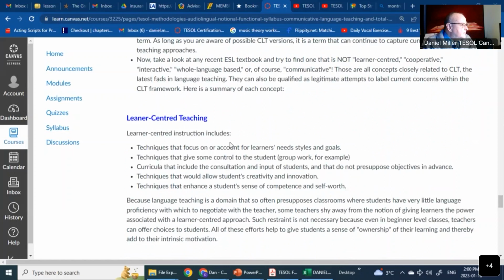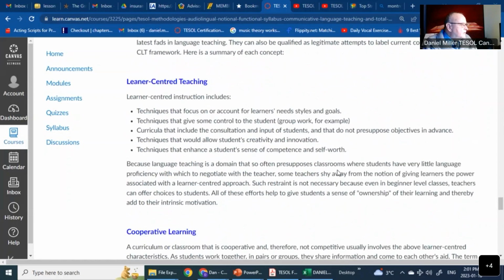Learner-centered teaching. Techniques that focus on or account for learners' needs, styles, and goals. Techniques that give some control to the student, group work, for example. Curricula that include the consultation and input of students and that do not presuppose objectives in advance. Techniques that would allow students creativity and innovation. Techniques that enhance a student's sense of competence and self-worth.